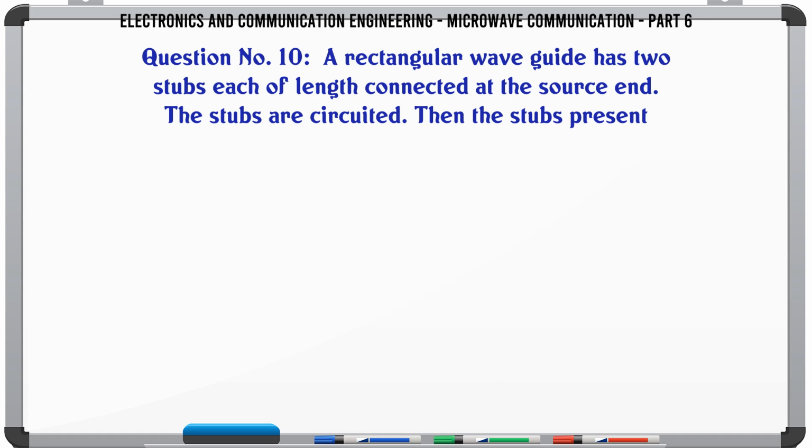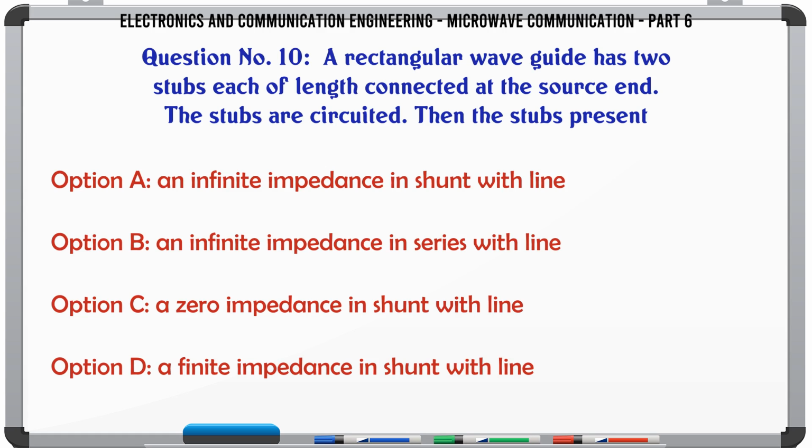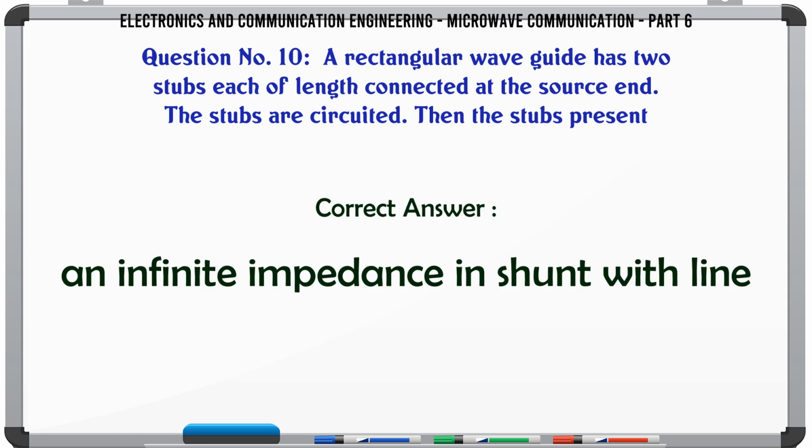A rectangular waveguide has two stubs each of length connected at the source end. The stubs are short circuited. Then the stubs present A. An infinite impedance in shunt with line. B. An infinite impedance in series with line. C. A zero impedance in shunt with line. D. A finite impedance in shunt with line. The correct answer is an infinite impedance in shunt with line.